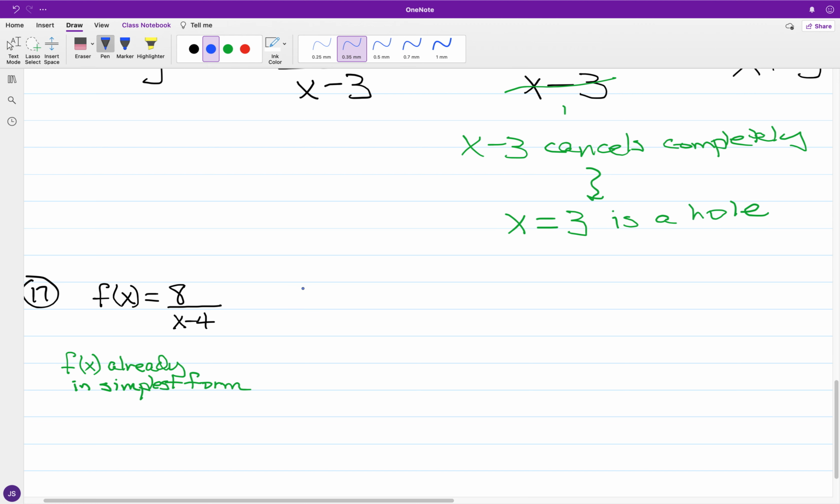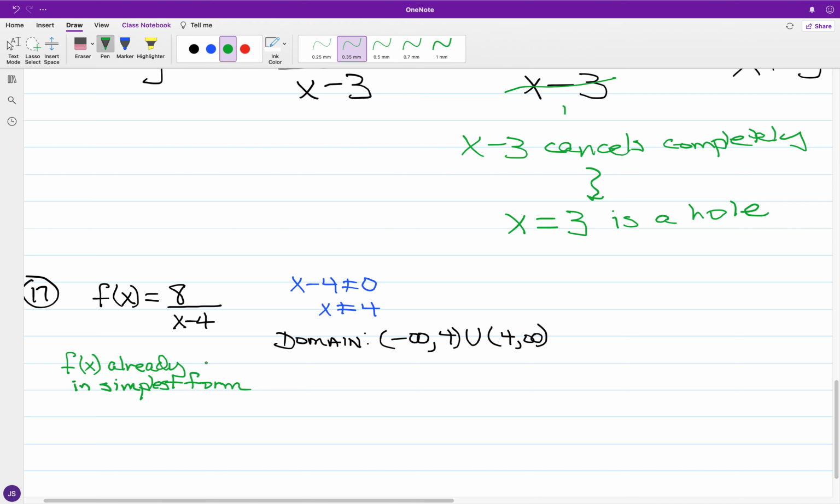Now, regarding the domain, once again, the denominator cannot be equal to 0. So that means that 4 is going to be left out of the domain. And so with the domain, again, for the first half, you have those values of x less than 4. And for the second half, we have those values of x that will be greater than 4.